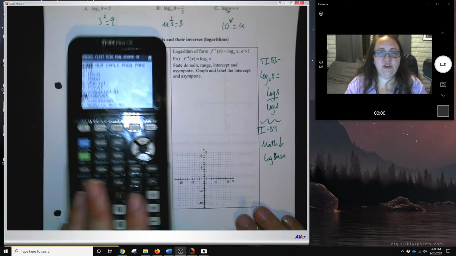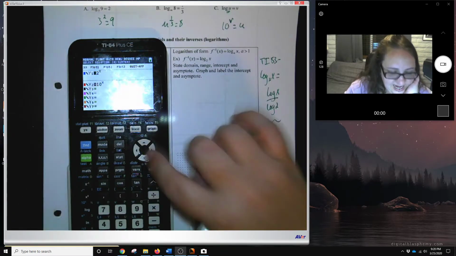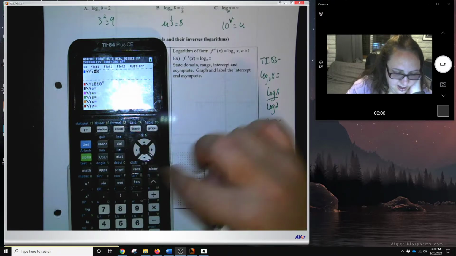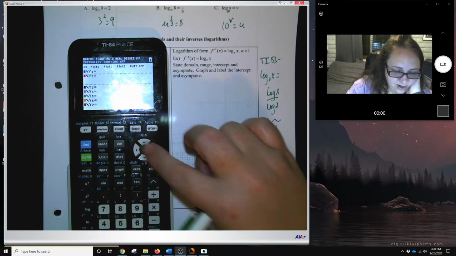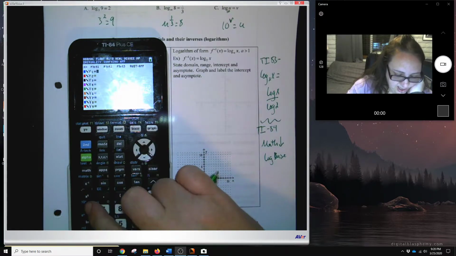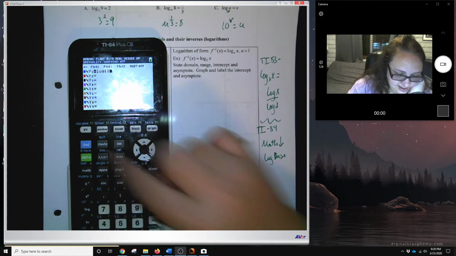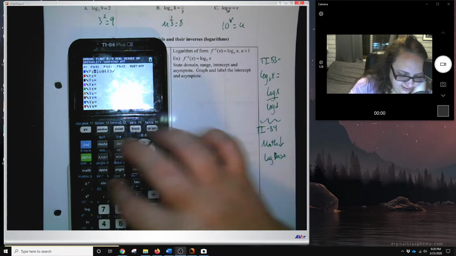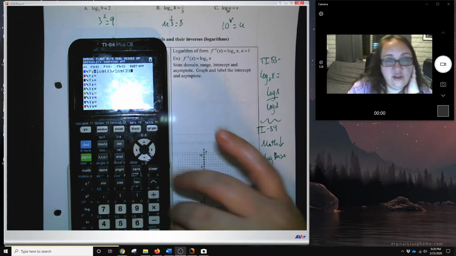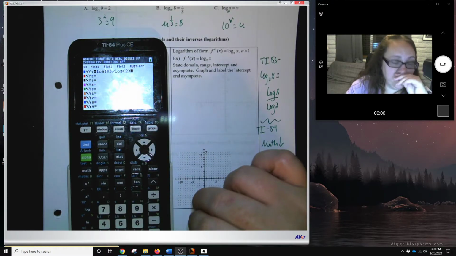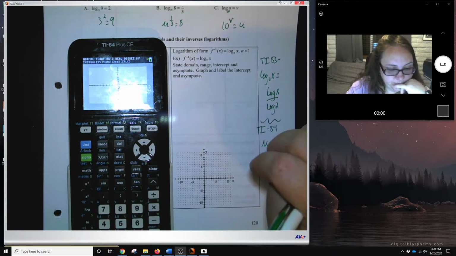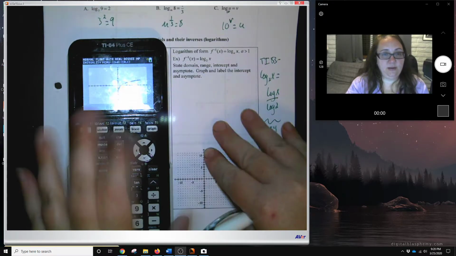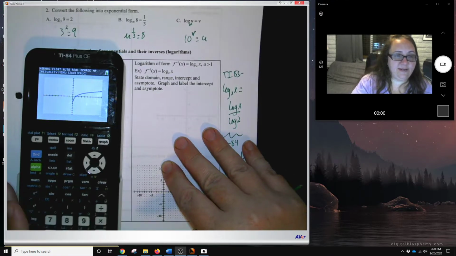So I'm going to show you both ways. If you have a TI-83, then when you put this in the calculator, you're going to do the log of x divided by the log of 2, making sure that you close parentheses when the calculator opens them for you. Right, glare. How about that? Is that better?